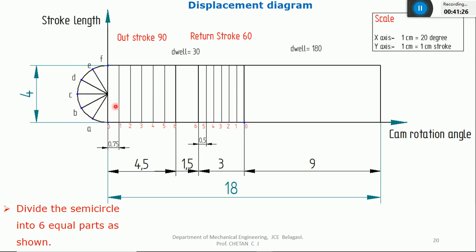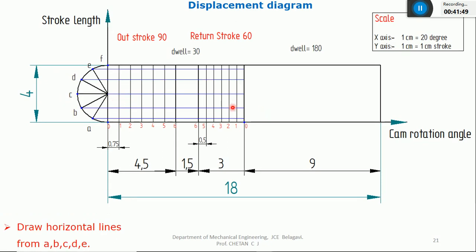So the next step is, from point A, draw a horizontal line. Since both outstroke and return stroke are simple harmonic, I'll not draw one more semicircle here. I'll extend the same line. From point A, I'll draw one horizontal line, B, C, D, towards the right direction. You can see the blue color lines. You can zoom in on this outstroke and return stroke. From point A, I have drawn one horizontal line. From B also, C, D, E, F. So I'm extending to return stroke also because return stroke is also simple harmonic.